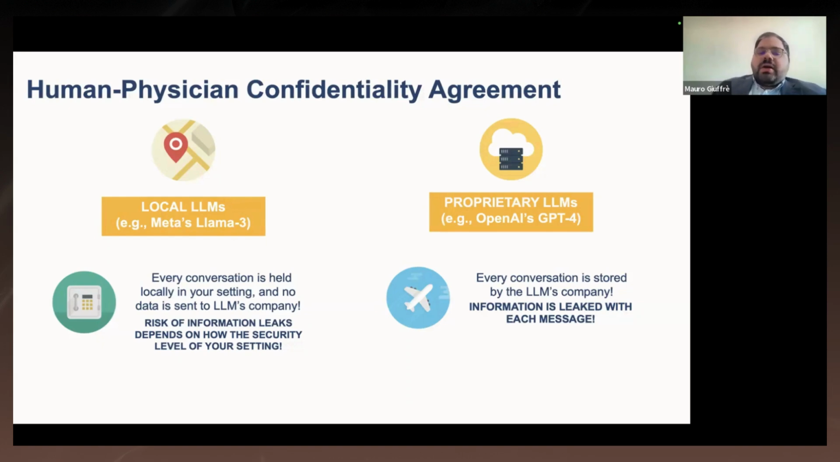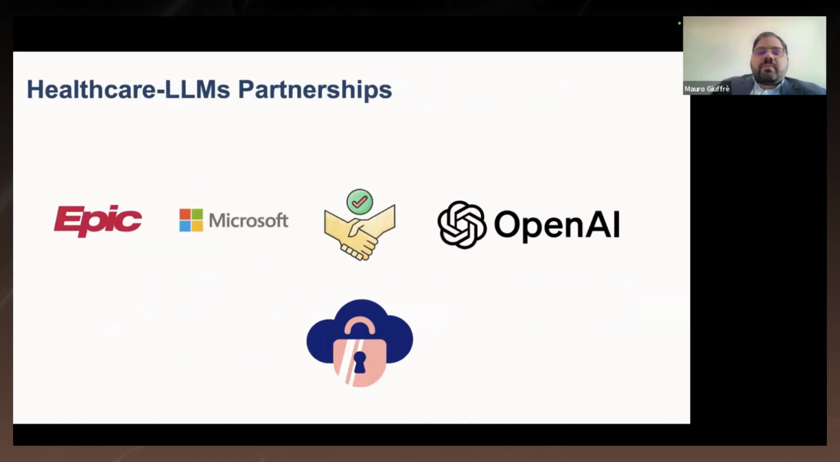And when you use a local model, it is hosted, for example, on your laptop or in your local system. So all the information is protected by your local firewall, for example. So there is no risk of leakage of patient information. This is particularly important because we don't want these companies to have our patient data.